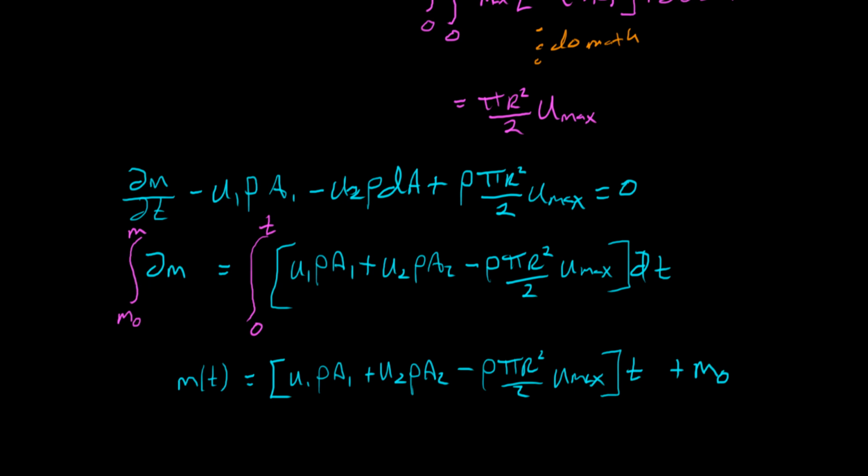Because this side became m minus m0. So I left m here, moved m0 to the other side. And so this gives us the mass as a function of time in that tank.